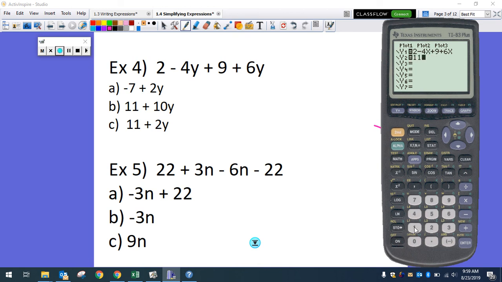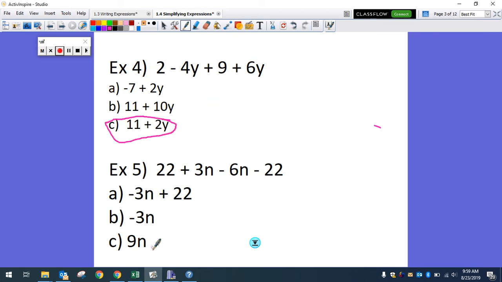11 plus 2x. That's what I want my answer to look like. And there it is. It's graphed right on top of it. So C is the right answer.